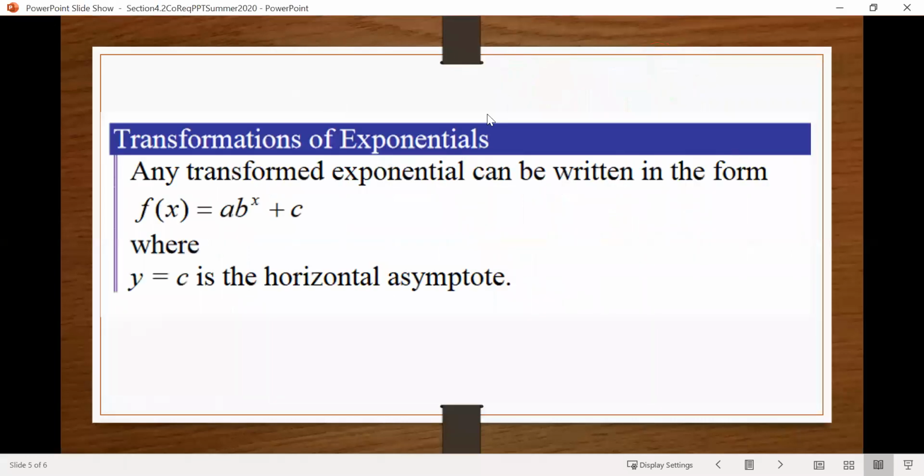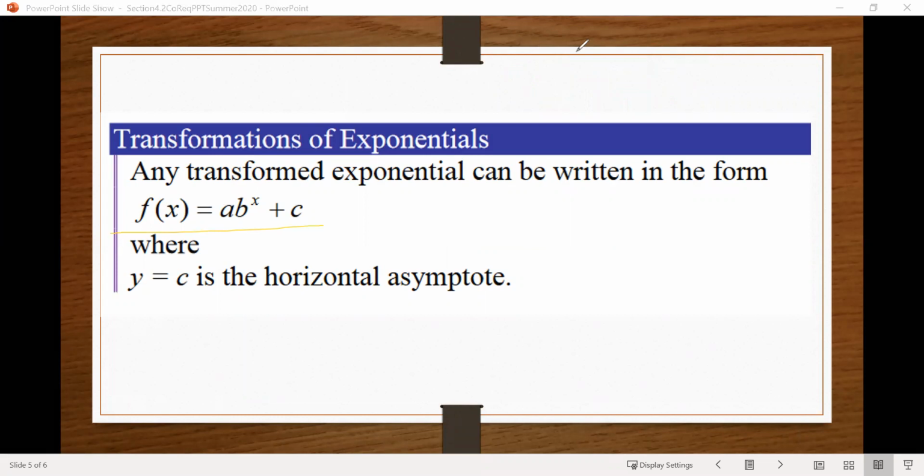All right. Let's also now talk about transformations of exponentials. And here when we're talking about transformations, we're really talking about vertical shifts, shifts up or down. So if we have an exponential function that's been shifted up or down, we can figure out its equation by the form f of x equals a times b to the x plus c.